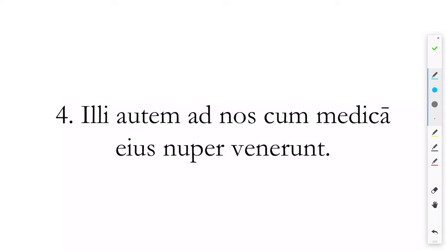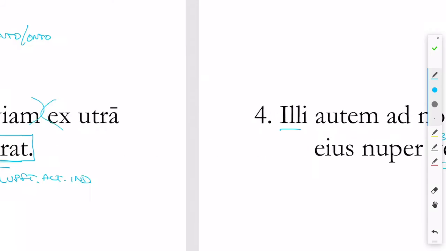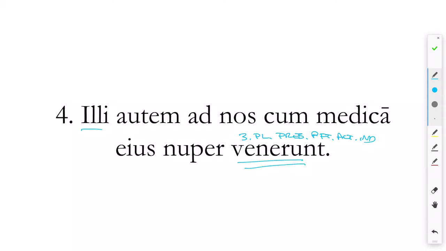Number 4. Illi autem ad nos cum medica eius nuper venerunt. Venerunt, third person plural, perfect, active indicative. Those guys came. Those guys recently came ad nos, to us, cum medica, with a doctor. Whose doctor? His doctor. Not his own. This eius is a form of is, ea, id, and it's just the pronoun that means his, in this case. So those guys, moreover, came to us recently with his doctor.